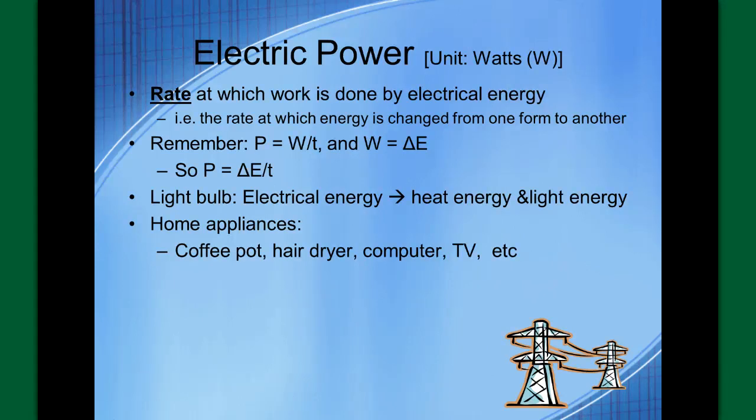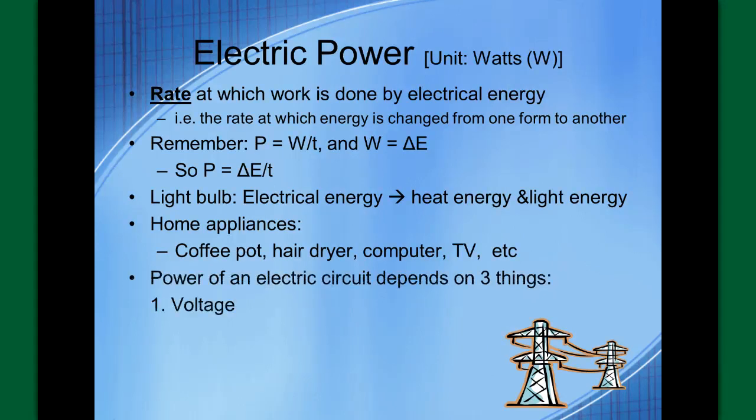In an electric circuit, power depends on three things. Number one is voltage, the second thing is current, and the third is resistance. Voltage is going to determine the power. The more electricity is piled up, the greater the potential difference, the more power you're going to have. Current also is going to affect it. The greater the current, the faster electrical energy can be converted. And then resistance as well.